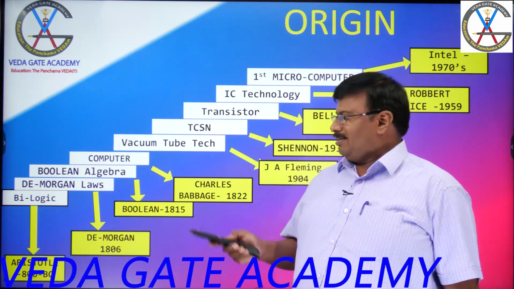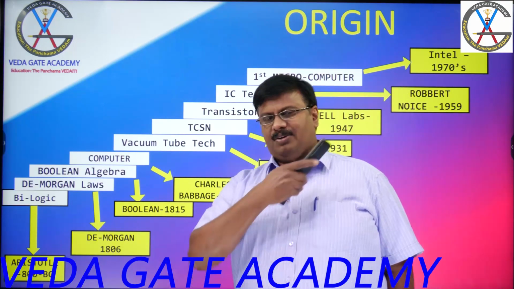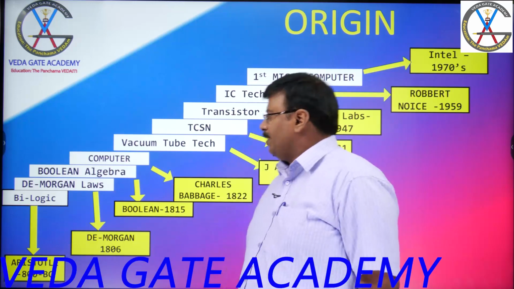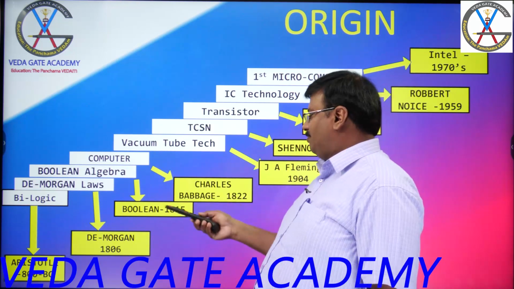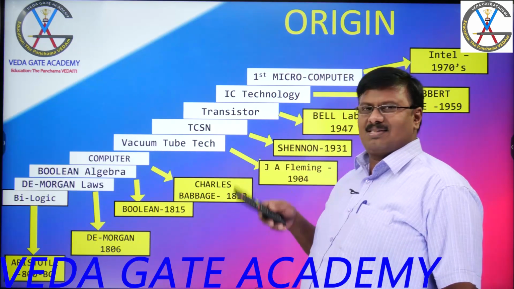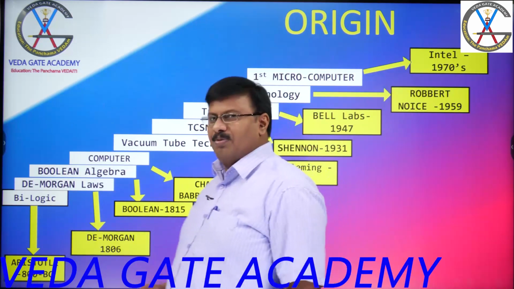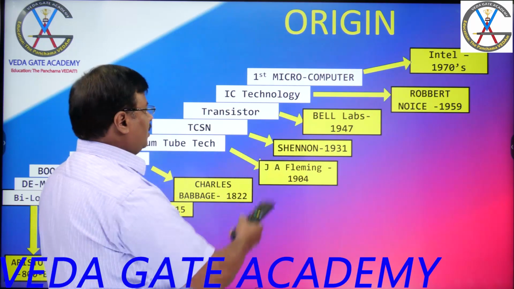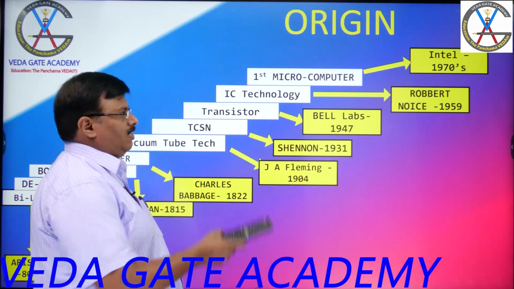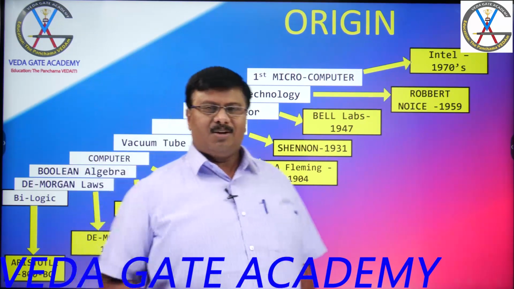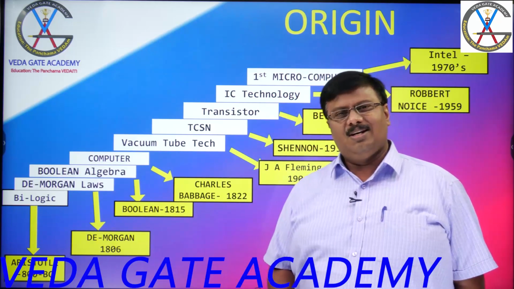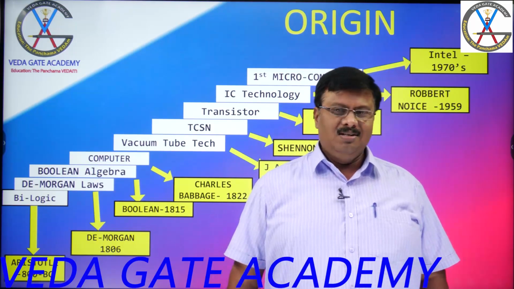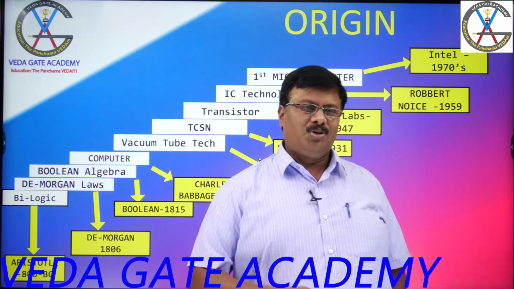So, the great leaders were involved in the evolution of the first microcomputer: bi-logic by the great father of science and technology Aristotle in 800 BC, De Morgan laws in 1806, Boolean algebra in 1815, the basic home theater sized computer in 1822, vacuum tube in 1904, telecommunication switching network in 1931, transistor in 1947, IC technology in 1959, and the first microcomputer in the 1970s by Intel Corporation. The credit of developing the first microcomputer went to Intel Corporation. Thereby, Intel has become the leader of the world of technology, which you all know well.